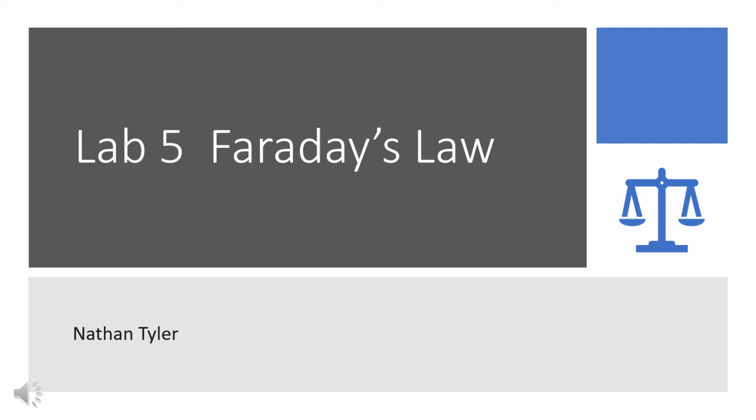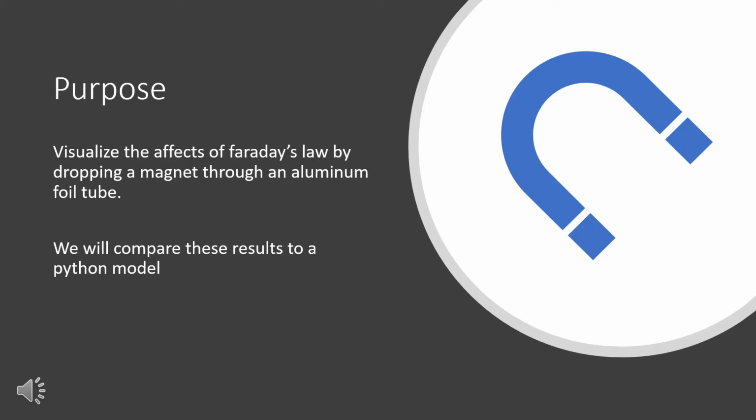The Last Lab, Faraday's Law by me, Nathan Tyler. The purpose of this lab is to visualize the effects of Faraday's Law by dropping a magnet through an aluminum foil tube. We will then compare these results to a Python model we made later on.